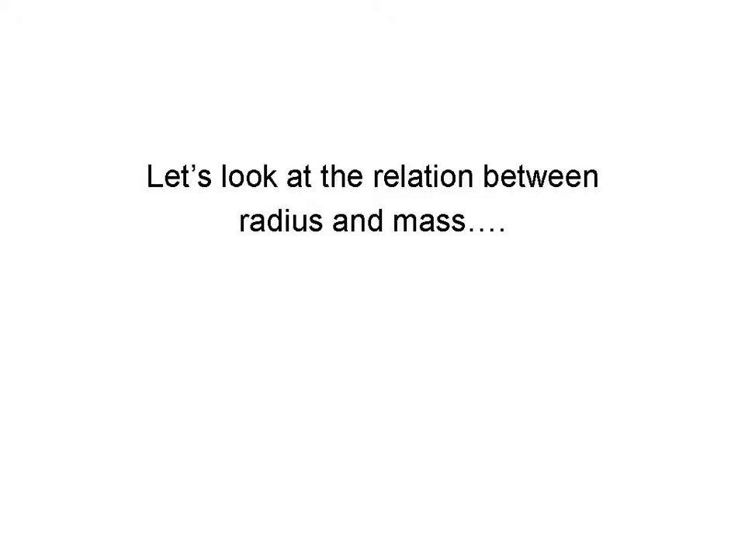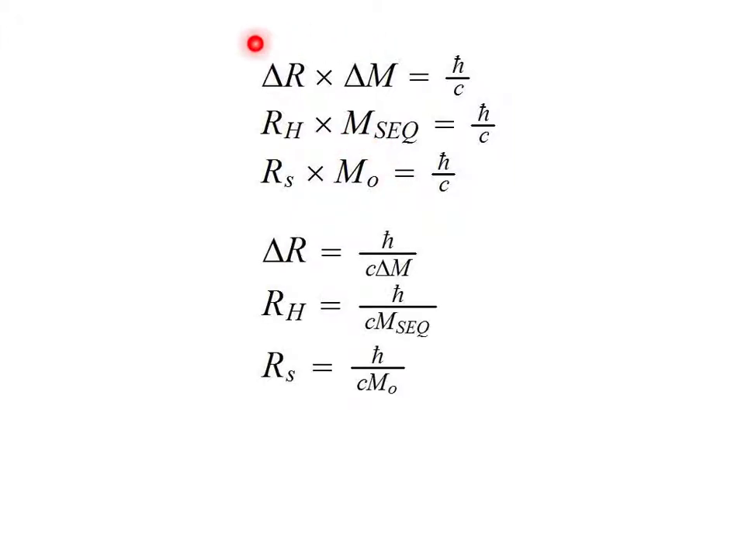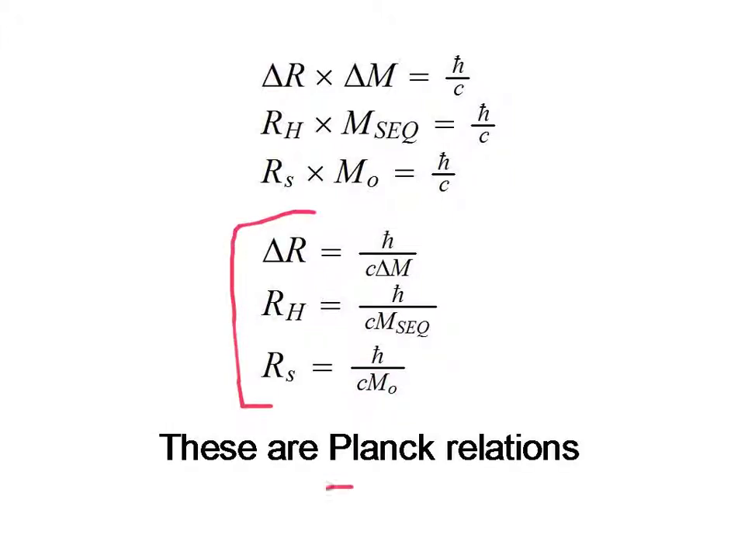Let's look at the relation between radius and mass. We know that delta r times delta m is equal to h bar over c, and so is the radius of the hyperverse against our small energy quantum mass, and our small radius times the mass of the observable universe. We can rearrange these three equations so that delta r is equal to h bar divided by c times delta m, or that the radius of the hyperverse is equal to h bar divided by the speed of light times the mass of the small energy quantum, or a small radius is equal to h bar divided by c times the mass of the observable universe. All three of these are Planck relations.